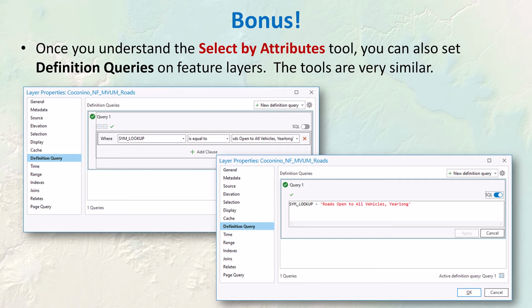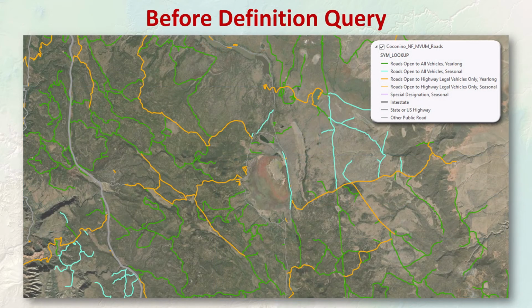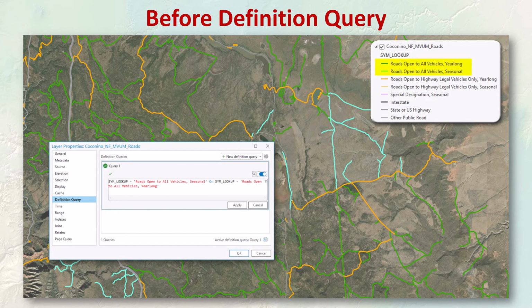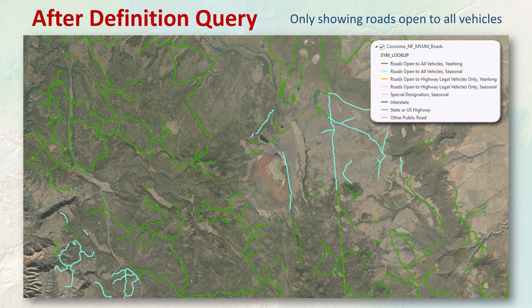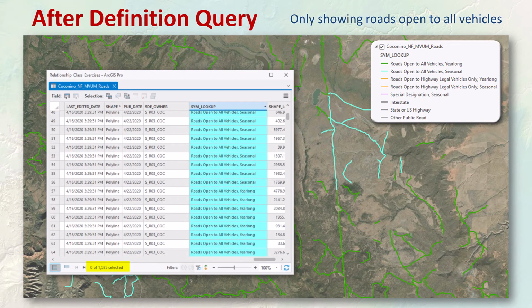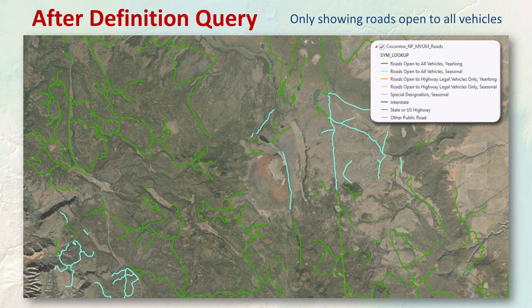Now, we may not want to see all the data in the dataset. For example, suppose we have the Coconino National Forest Road Network, but we only want to show those roads that are defined as being open to all vehicles. By setting a definition query, we can tell ArcGIS Pro that this layer should only show the roads that are classified as either roads open to all vehicles year-long and roads open to all vehicles seasonal. So it only shows on the map, and even better, if you open the attribute table, it only shows those records that meet this query. So ArcGIS only shows us this small subset of data. It shows it to us in this window, it shows it to us on the map, and any analysis we do, any tools we run will only be applied to this subset of data.